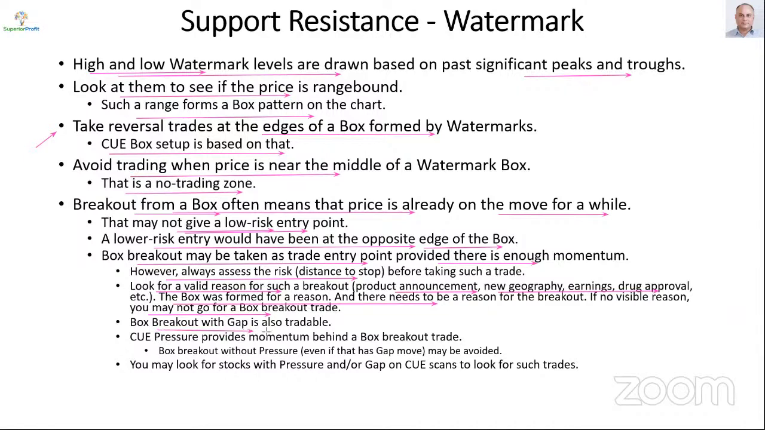As I mentioned, box breakout with gap is tradable. Then we may put stop just below the gap candle's low. Q pressure provides momentum behind a box breakout trade. Box breakout without pressure, even if that has gap move, may be avoided. So any breakout in general, we need some extra force behind it. The force may be pressure, it may be heavy activity, or it may be the other momentum signals.